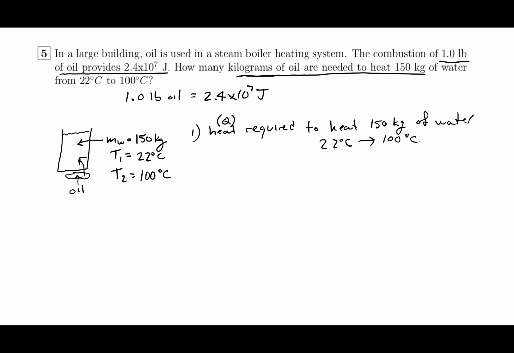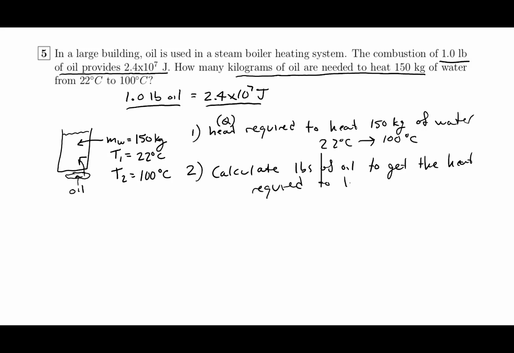And then once we have that, we're told how much heat we get from 1 pound of oil. So for number 2, we're going to calculate the pounds of oil to get the Q required to heat the water. And then we're just going to convert that from pounds to kilograms because it wants the answer in kilograms.